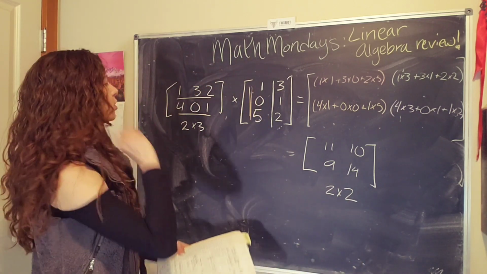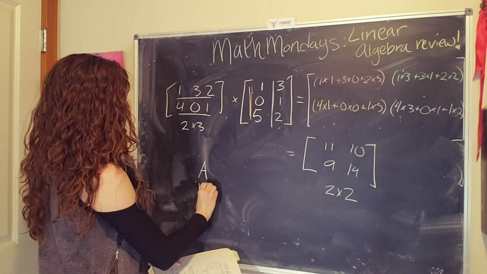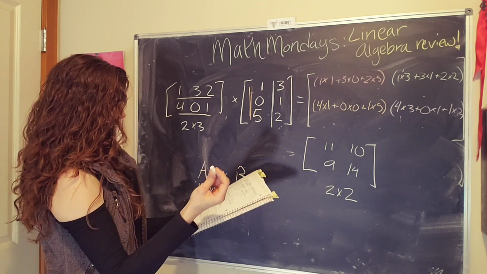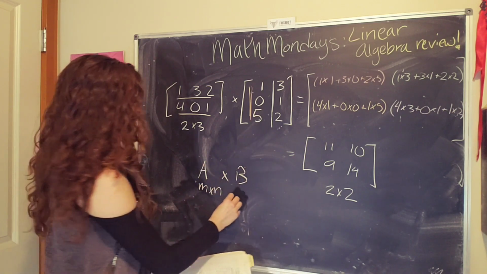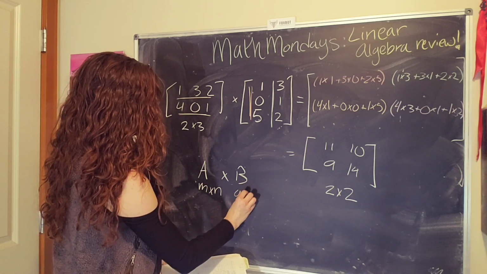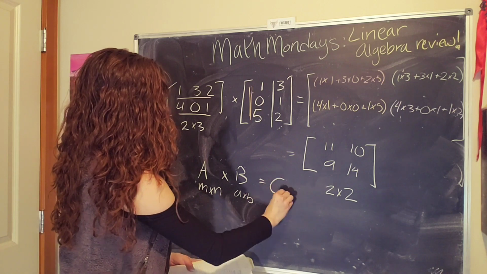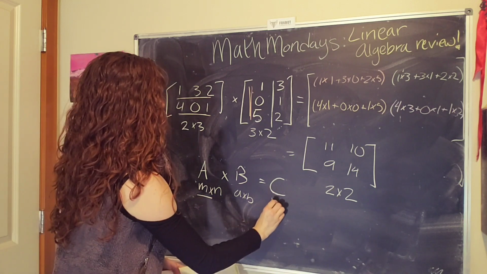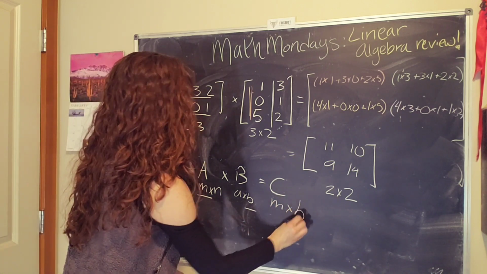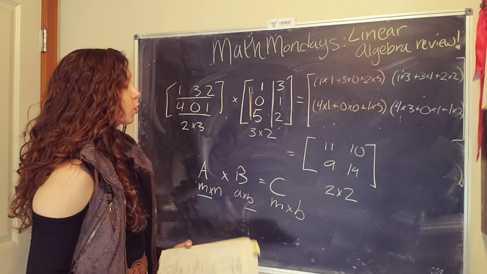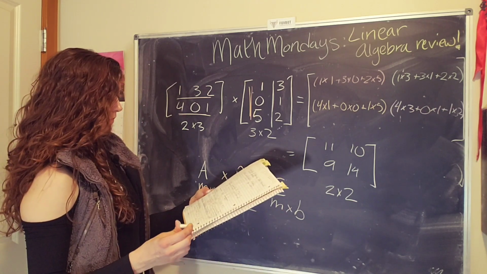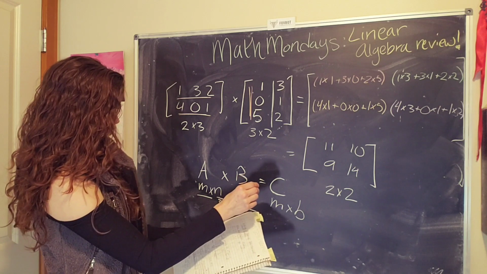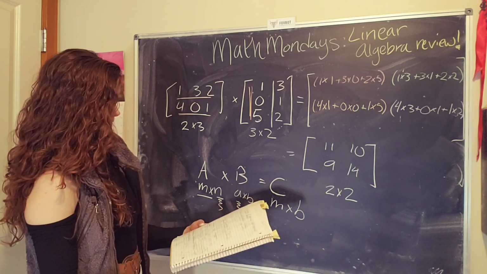Huzzah! So in other words, if we have a matrix that is m by n, and we multiply it with another matrix that is, I don't know, a by c, we're going to get a matrix, this is 3 times 2, we're going to get a matrix that is m by b. Okay, so the critical thing here is that the number of columns must match the number of rows here.